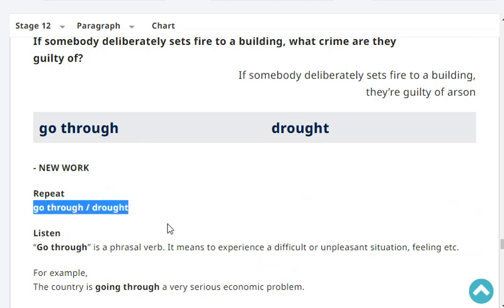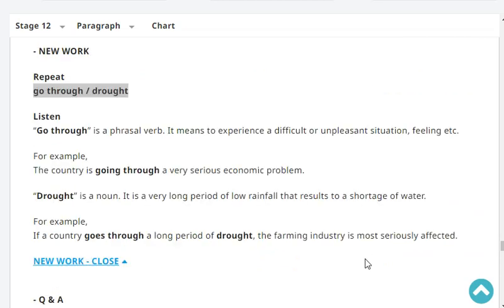Go through. Drought. Very good. Okay, listen. Go through is a phrasal verb. It means to experience a difficult or unpleasant situation or feeling, etc. For example, the country is going through a very serious economic problem. Drought is a noun.